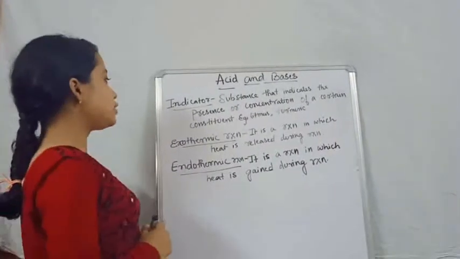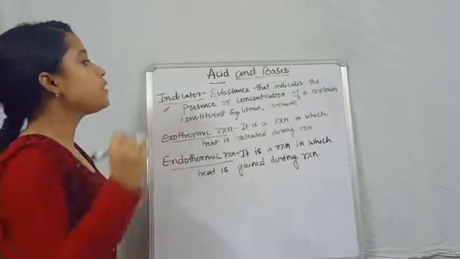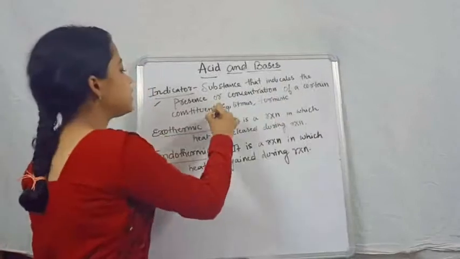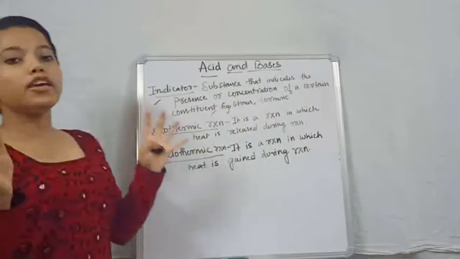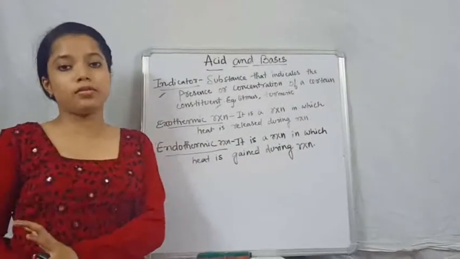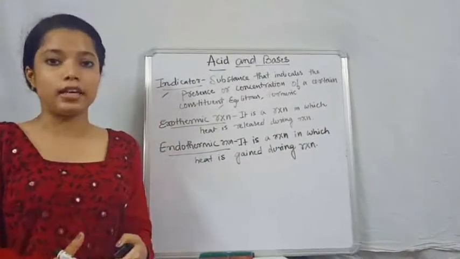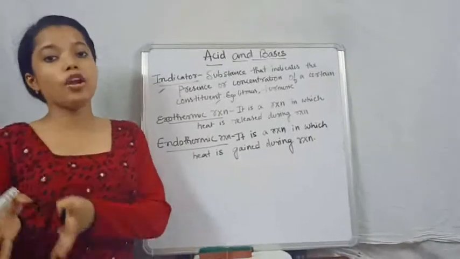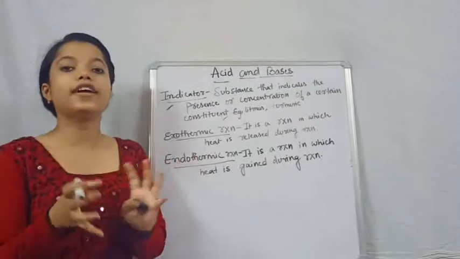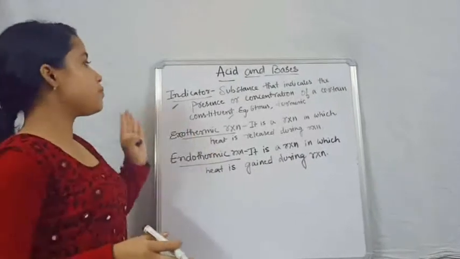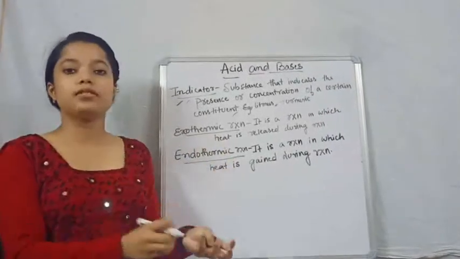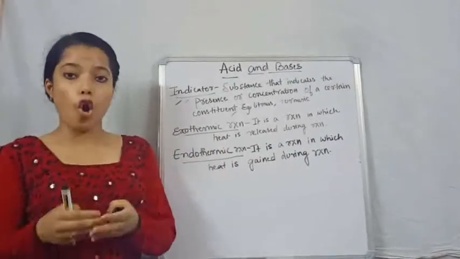So, our next topic is indicators. See, a substance that indicates the presence or concentration of certain constituents. That means, if you are given a bottle of an acid or base or neutral substance, then how are you going to identify it? Whether it is acidic, basic or neutral. So, a substance is used in order to identify those substances. That substance is named an indicator, which tells whether a substance is acidic, basic or neutral.